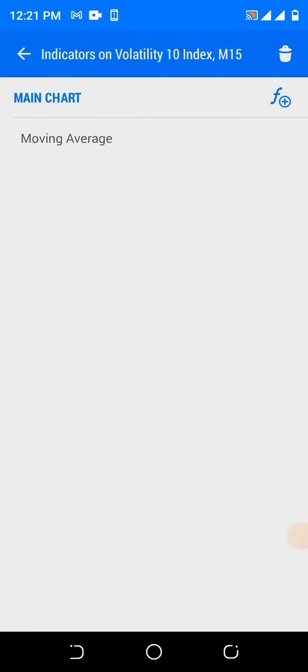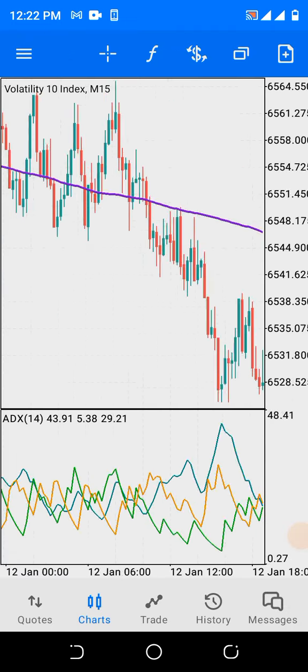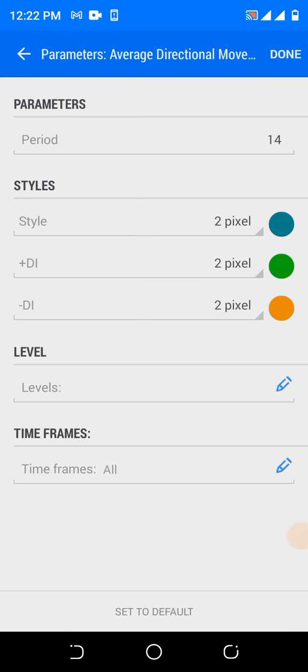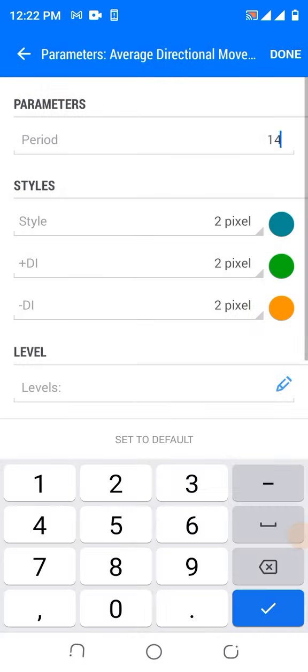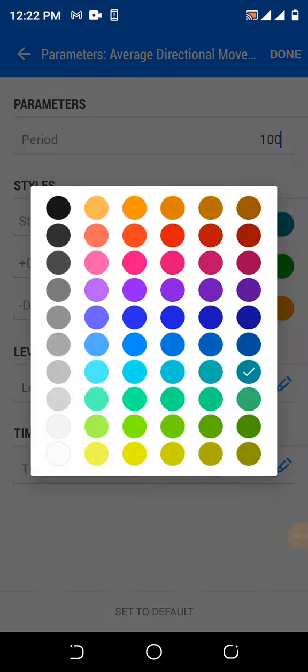Now to insert the main indicator, which is ADX. This is the default setting for ADX, but this is not what we want. So we need to refine these settings so that it will give us what we like. Here you change the period to 100. That is the first thing. Now you come here, change the pixel to 1, change the color to white.